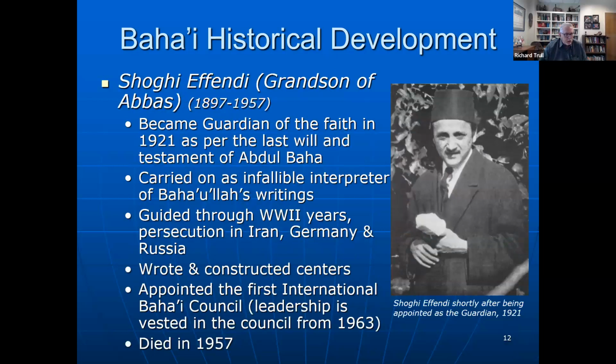And with that, the grandson, Shoghi Effendi, would take over as what would be called the guardian of the faith. Most of the things have been written, but they still needed to be interpreted. And so Abdul Baha had made sure that this would be passed on to the grandson. He would carry on the infallible interpretation of Baha'u'llah's writings, and he would be the main person that would guide the Baha'i through the World War II years.